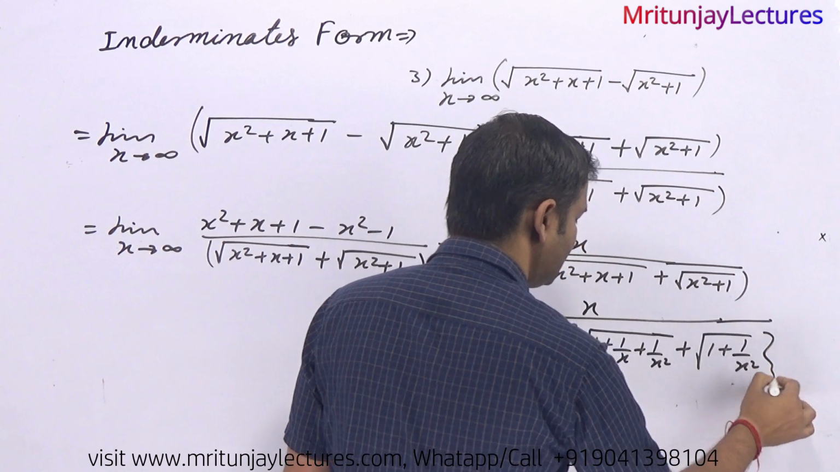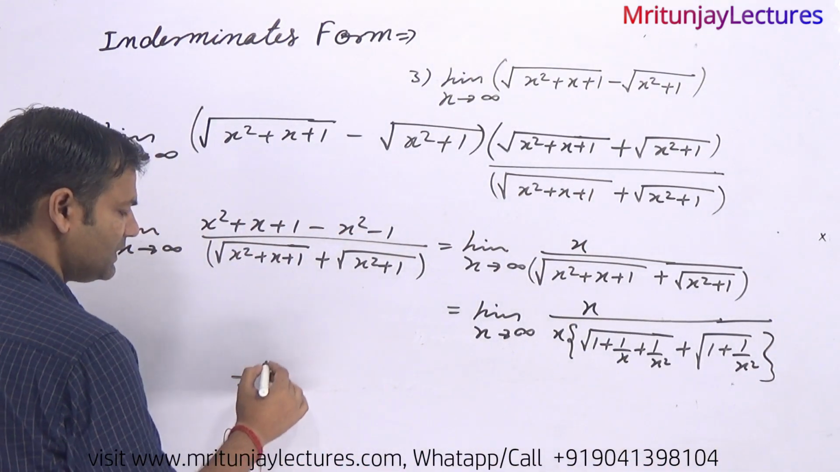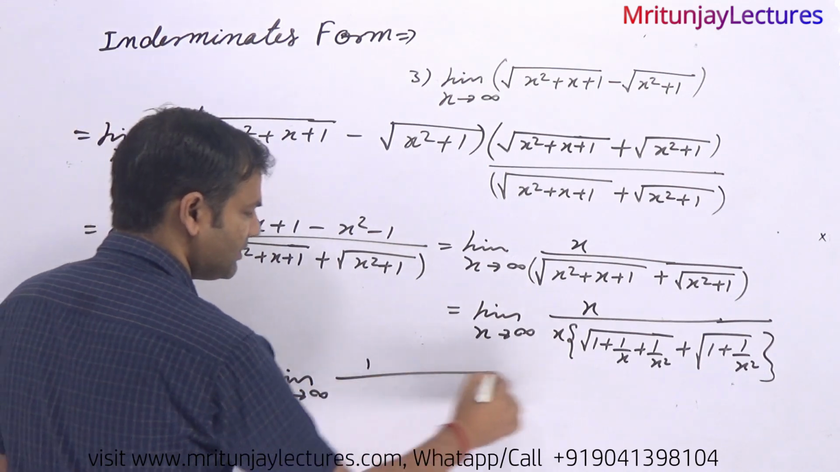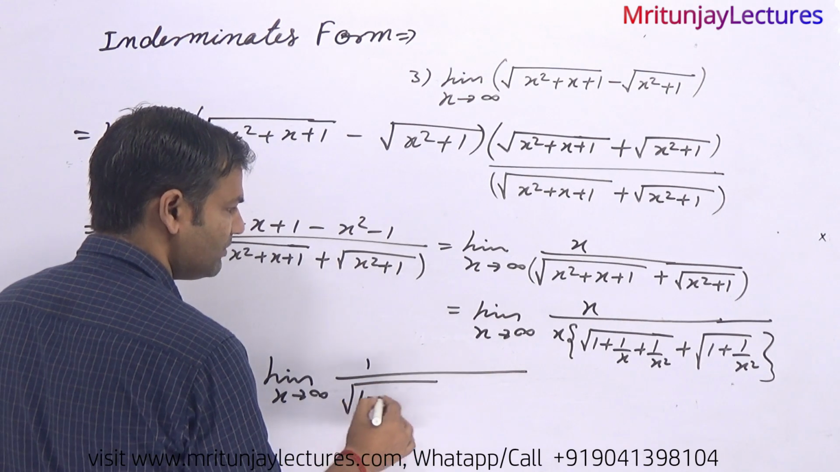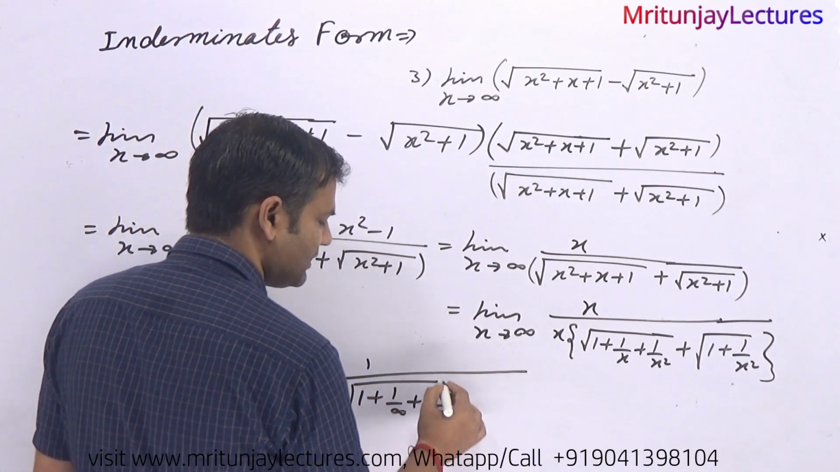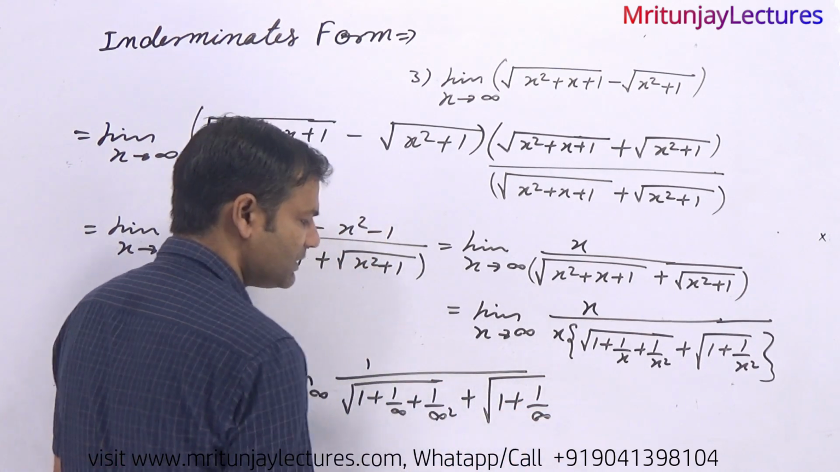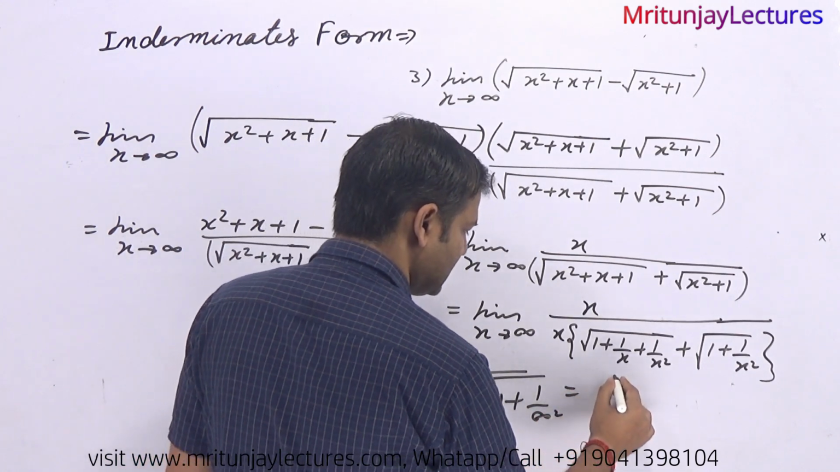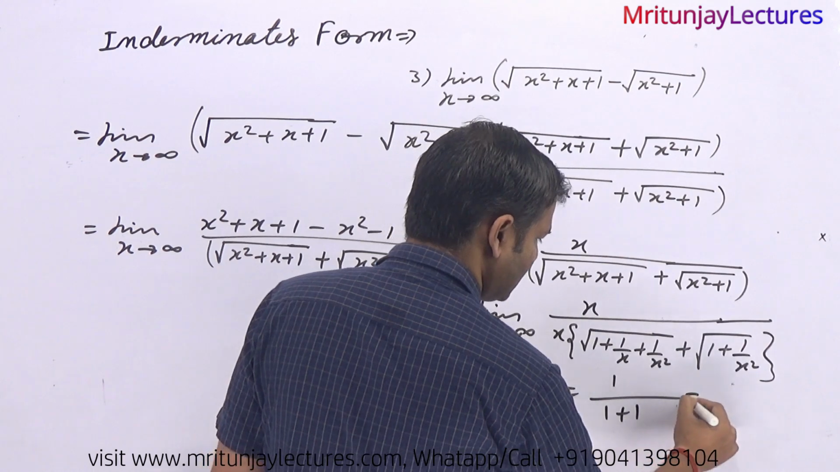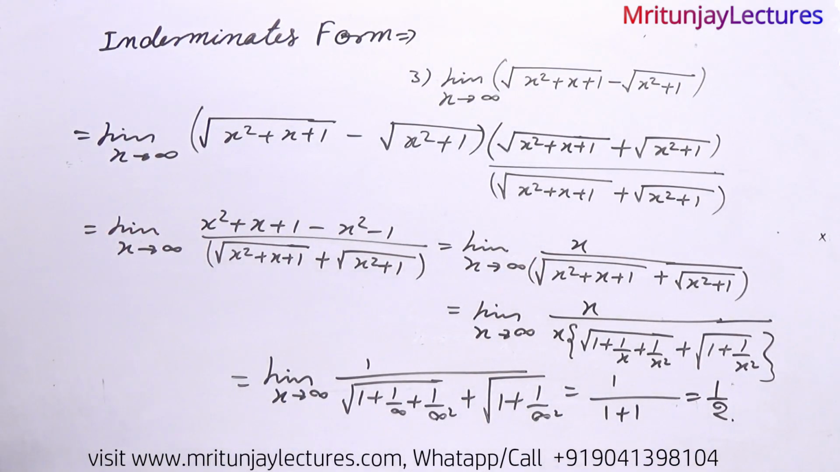If we put x tends to infinity here, then we get under root of 1 plus 1 by infinity plus 1 by infinity to the whole square, plus under root of 1 plus 1 by infinity to the whole square. We get 1 upon 1 plus 1, so 1 by 2 is the final answer.